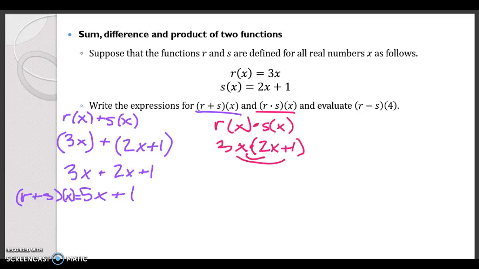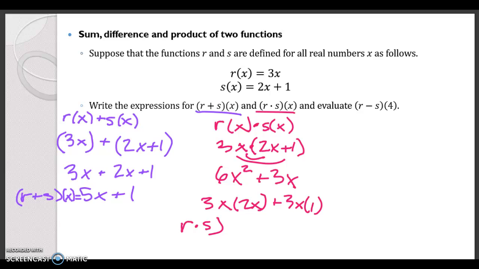So 3x times 2x is 6x squared, and then 3x times 1 is 3x. Again, breaking that step down, 3x times 2x is 6x squared, and then 3x times 1. So there you can see the factor 2x plus 1 in that. So r times s of x equals 6x squared plus 3x.